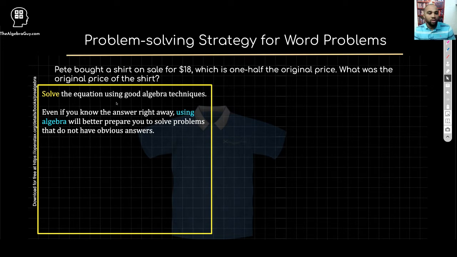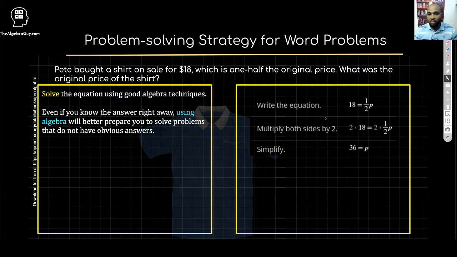Solve the equation using good algebra techniques. Even if you know the right answer, using algebra will be better to prepare yourself for solving problems that don't have obvious answers. So I encourage you, in the following problems I'm going to work today, you're going to see some of them be pretty easy, you can do in your head, but that's not the point. The point is to produce a strategy and habit that you're used to working so that when you come across a problem that you don't really understand, you have that strategy available.